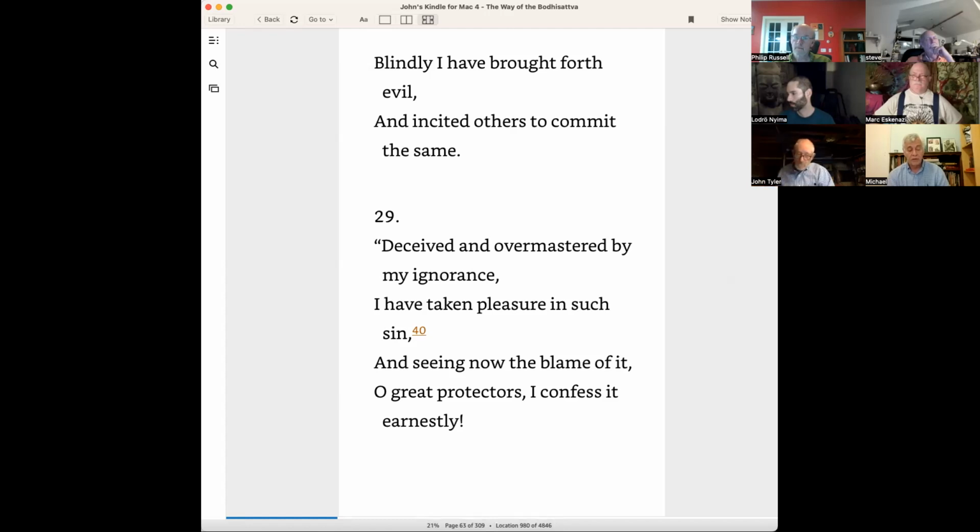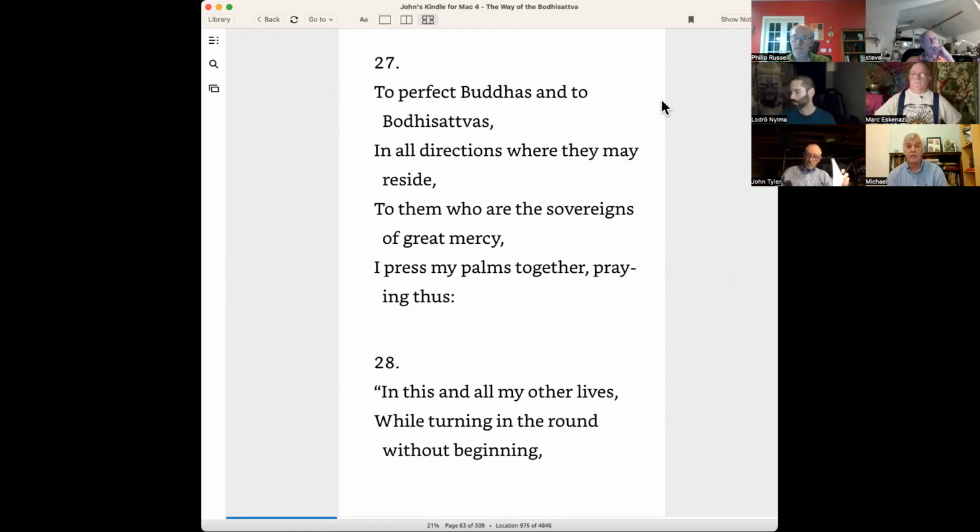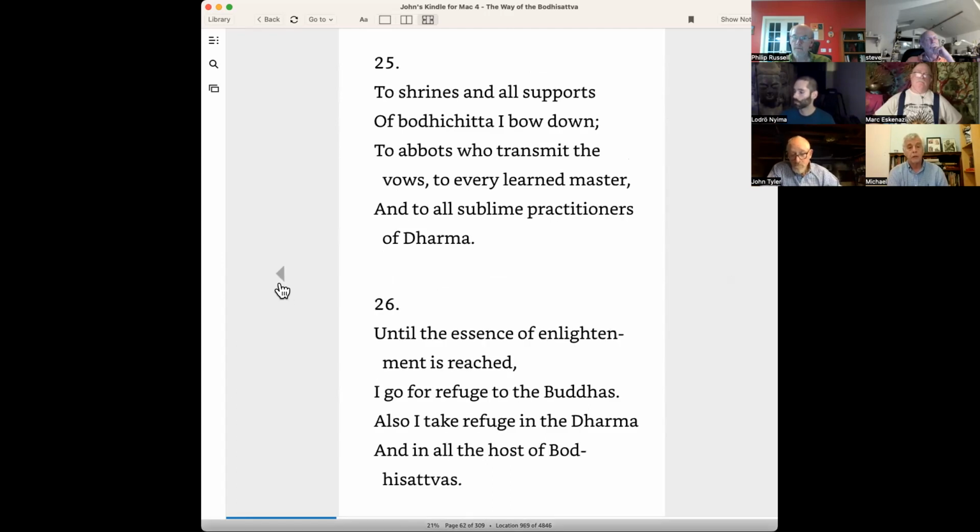The third is the power of remedial action, or the power of an action as an antidote. It's doing something that goes against the habitual patterns that we get caught up in. So with these verses, we begin the actual process of confessing, and this actually carries through to the end of the chapter. But if someone could read verses 27 through 29.